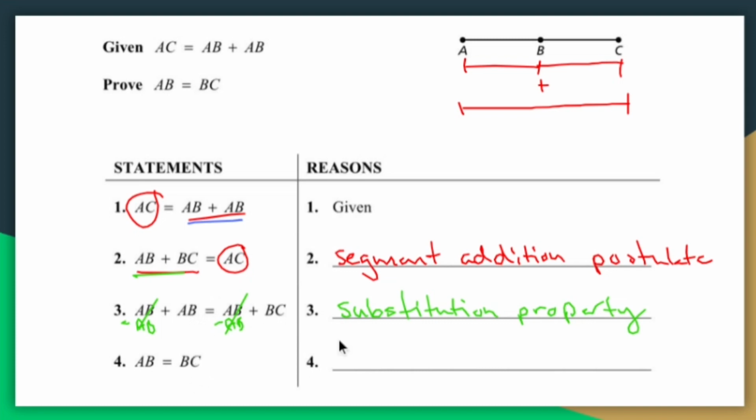So what did I do to both sides? I subtracted. So what is this? The subtraction property of equality.